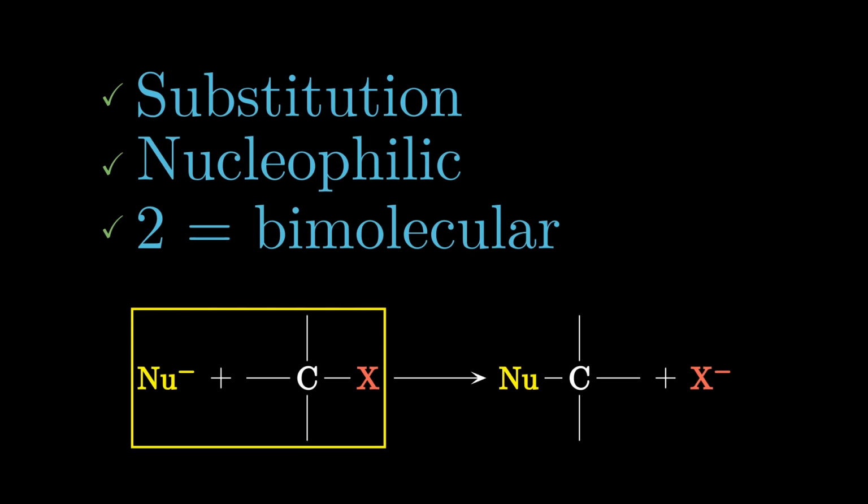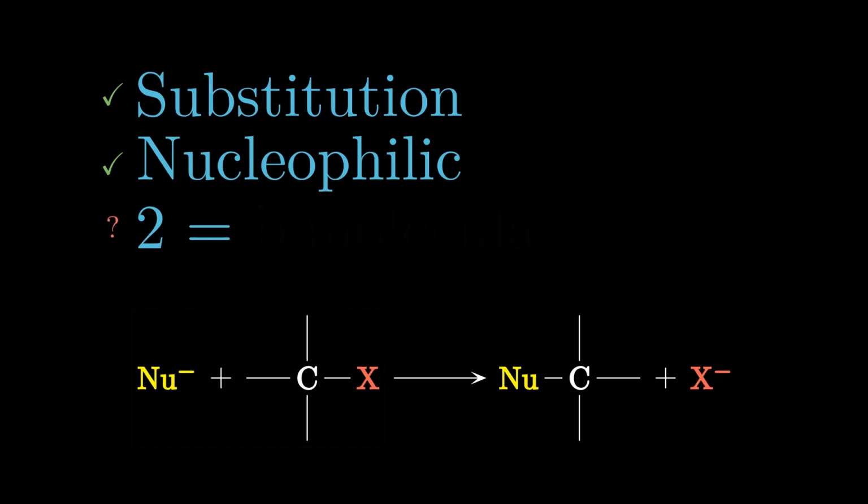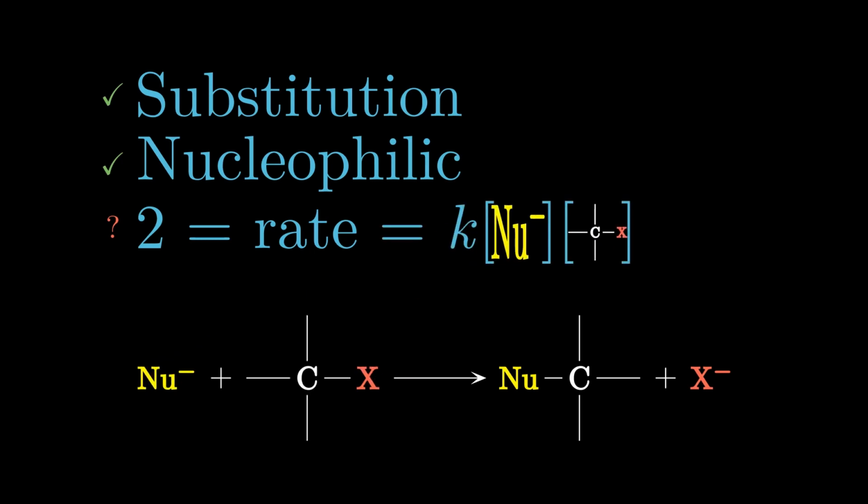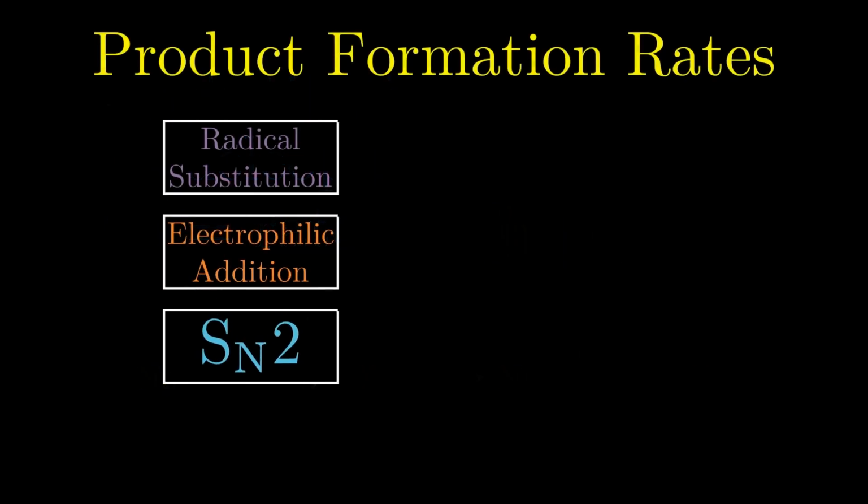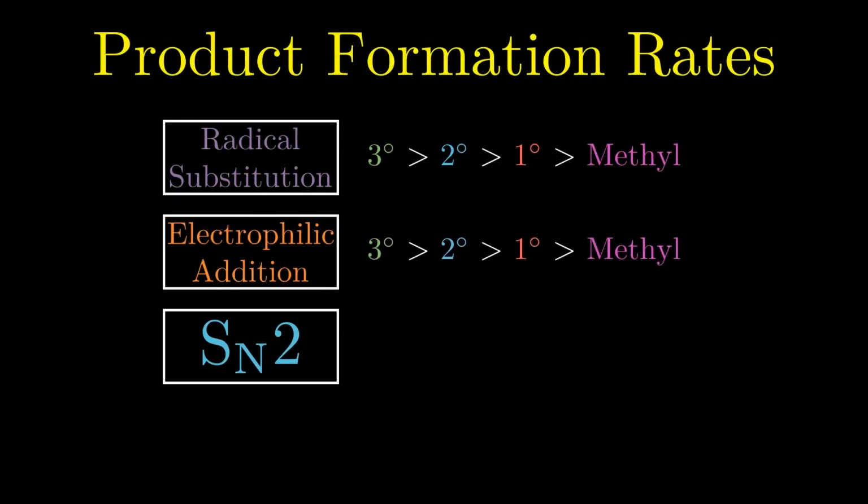The use of the number 2 indicates that both the halide and nucleophile are involved in the rate-determining step of the overall reaction. In other words, the rate of the reaction depends on the concentration of both species. That's probably as convoluted a reasoning possible for the use of the number 2 when there was a much simpler one available. Luckily, we can rely on product formation rate knowledge involving tertiary, secondary, primary, and methyl structures, except of course we can't here because it's a completely different story.